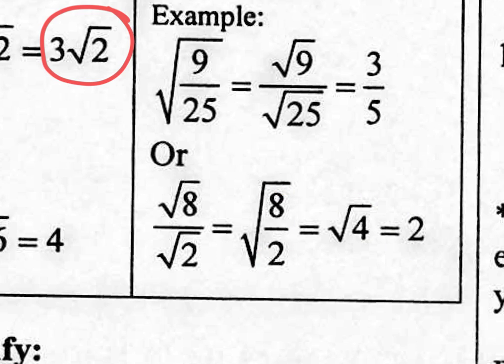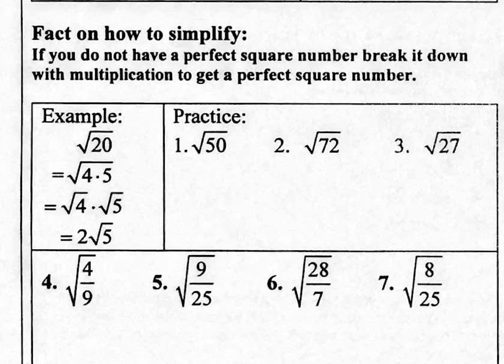On this next section of our notes, if you scroll down a little, it says, fact, if you do not have a perfect square number, break it down with multiplication to get a perfect square number. That's how to simplify, all right? So here's an example, the square root of 20. You don't want to break it down to 2 times 10 because 2 is not a perfect square, 10 is not a perfect square. You do want to break it down to 4 times 5 because 4 is a perfect square. And when you split the root, the square root of 4 is a nice, beautiful number 2. And the square root of 5, you can't break it down any further.